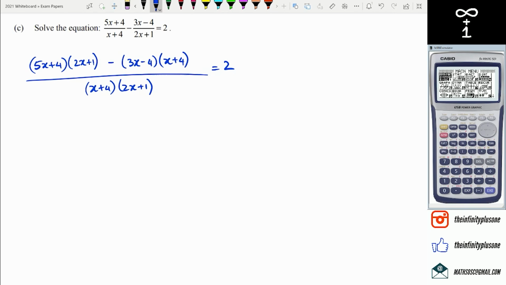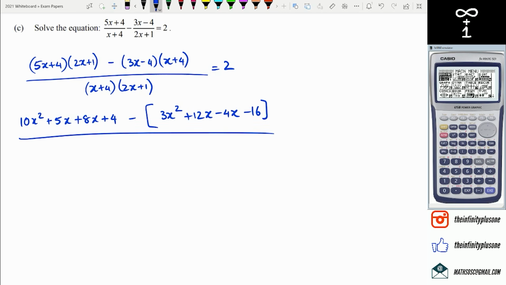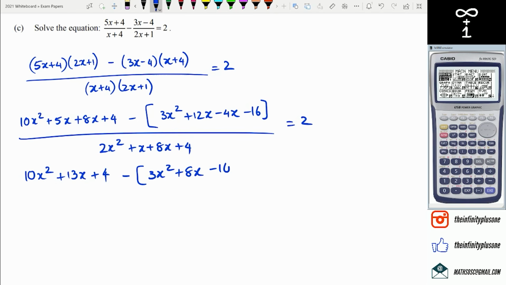So expanding it out, I've got 10x squared plus 5x plus 8x plus 4 minus, I'm going to put this inside a bracket, so 3x squared plus 12x minus 4x minus 16. And the whole thing divided by 2x squared plus x plus 8x plus 4 equals 2. Simplifying the numerator there, I've got 10x squared plus 13x plus 4, that's a good start, minus 3x squared plus 8x minus 16.